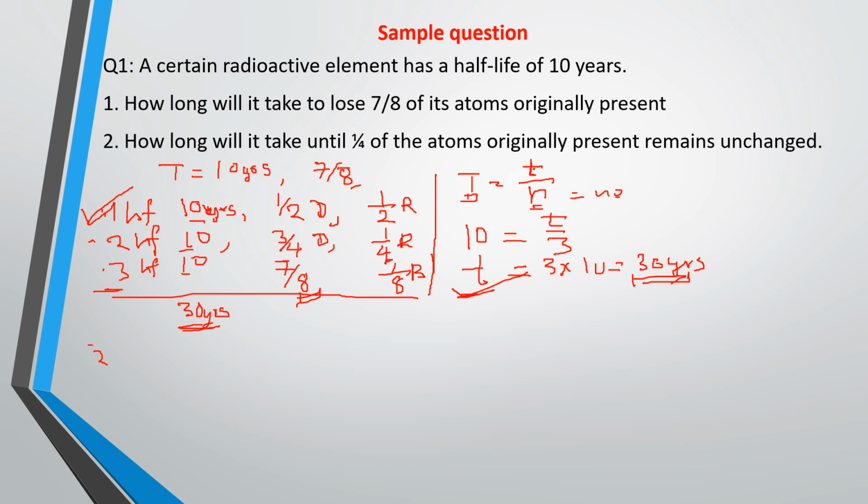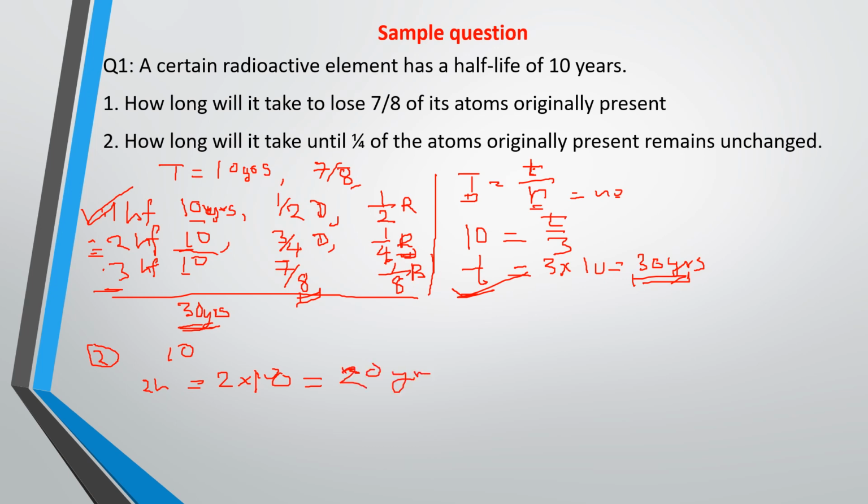Then question number 2 says: how long will it take until 1/4 of the atoms already present remains unchanged? Now look at it from what we have done here. We said that at 2 half-lives, 1/4 of the substance will remain, isn't it? So you are not going anywhere else. At 2 half-lives, 1/4 of the substance will remain. Since half-life is equal to 10, 2 half-lives is equal to 2 times 10, so the number of years it takes will be 20 years.